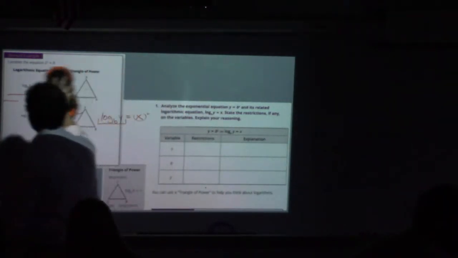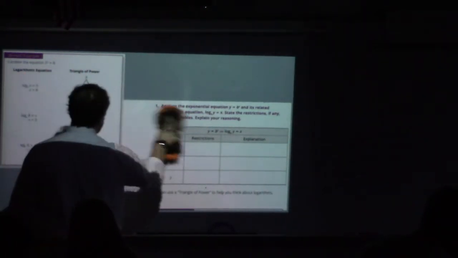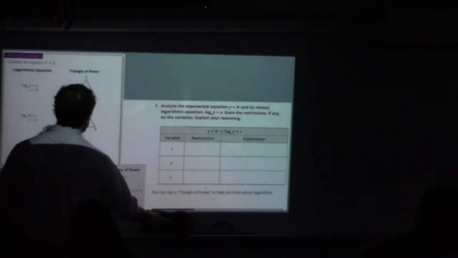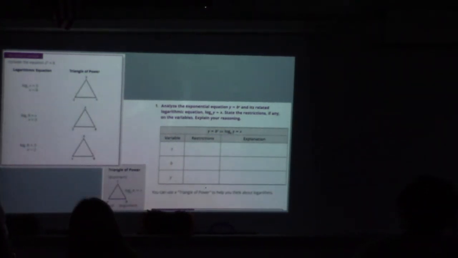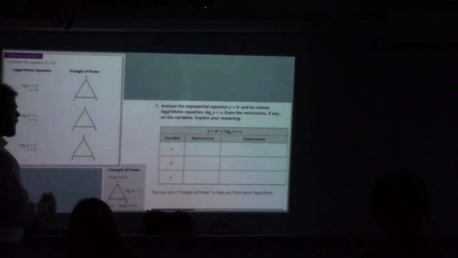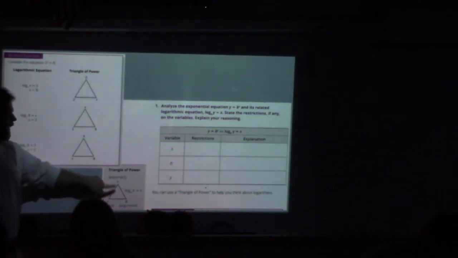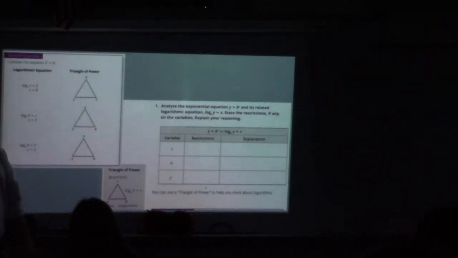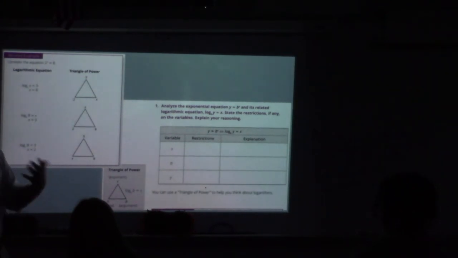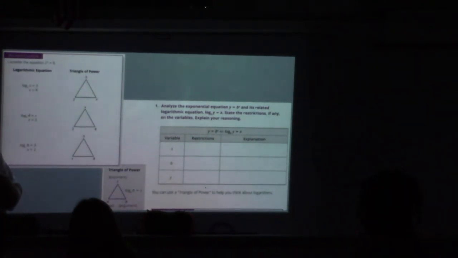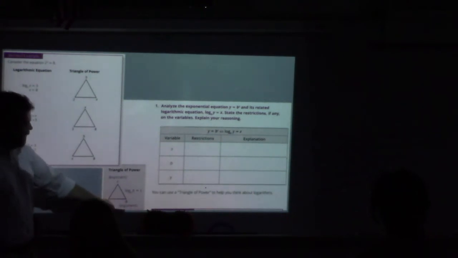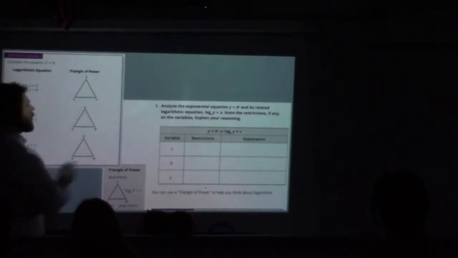And so, I will say this. This is something that's in the book called the triangle of power. I've never seen it before. The book likes it. So if you like it, go for it. The way that the triangle of power works is this. You have your base, you have your argument, and you have your exponent. It helps you write both an exponential expression and a logarithmic expression. If you don't like it, don't do it. The argument is what you're taking the logarithm of.